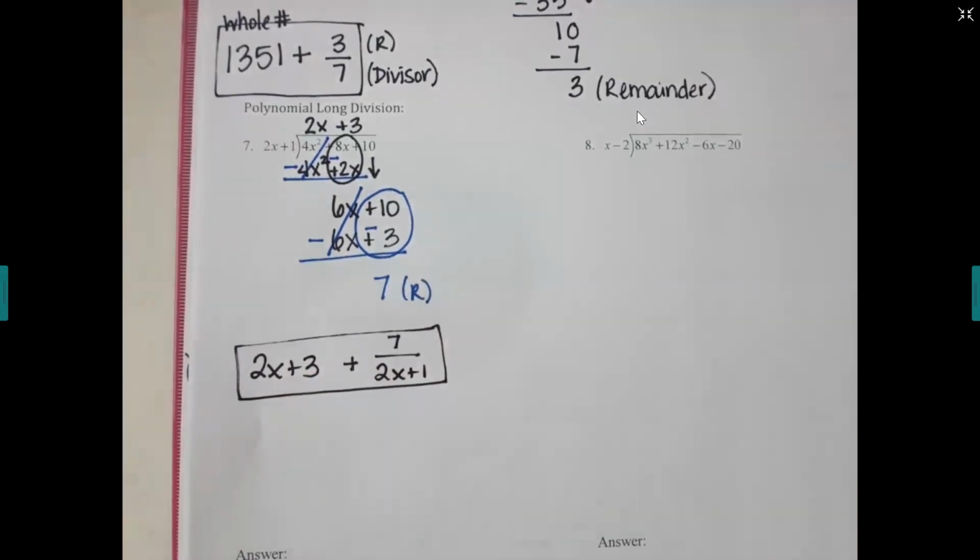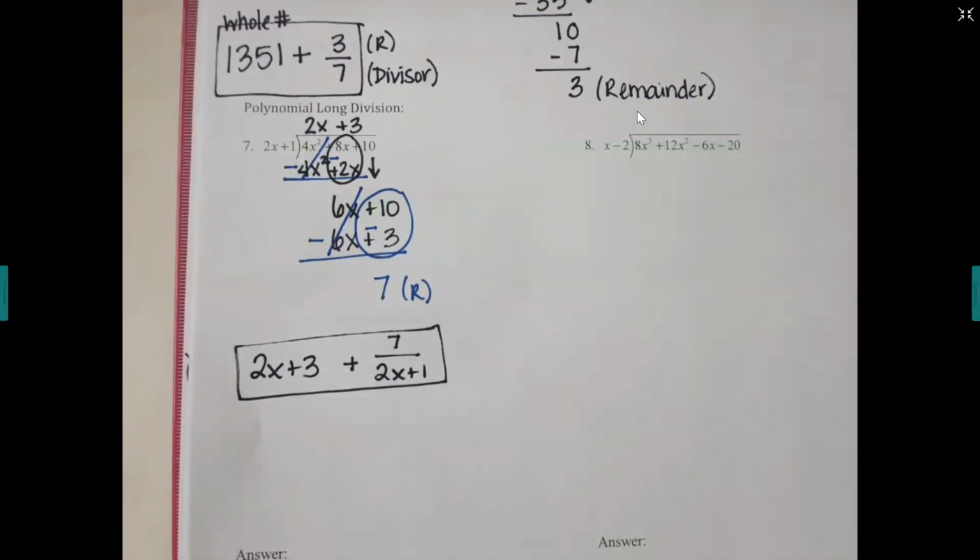The 2x plus 3 is the whole number that you got up here. And then your remainder goes on top over what you divided by. I was dividing by 2x plus 1, so that part goes here. Does that make sense? Okay, let's do 2 more, and then I'm gonna have you try one and see if it's a disaster. Okay, take a look at number 8.